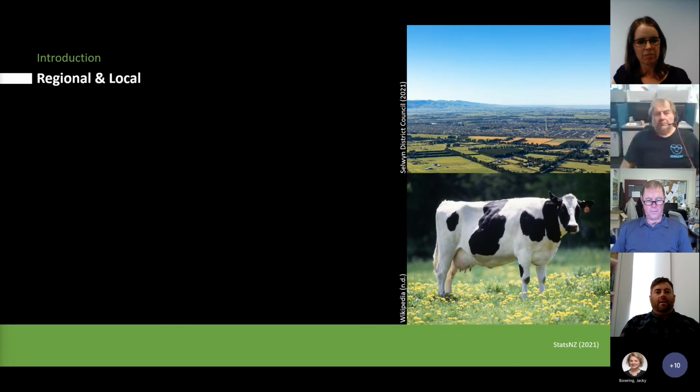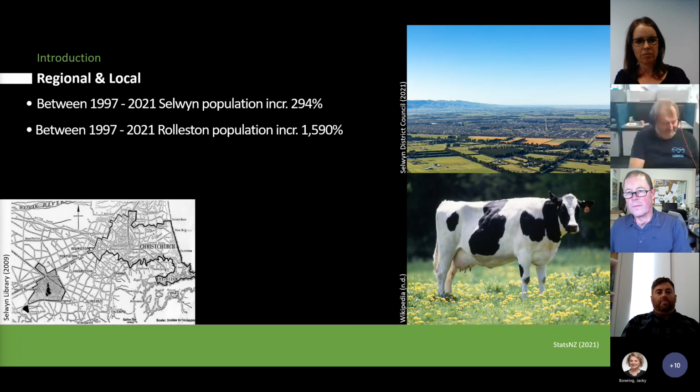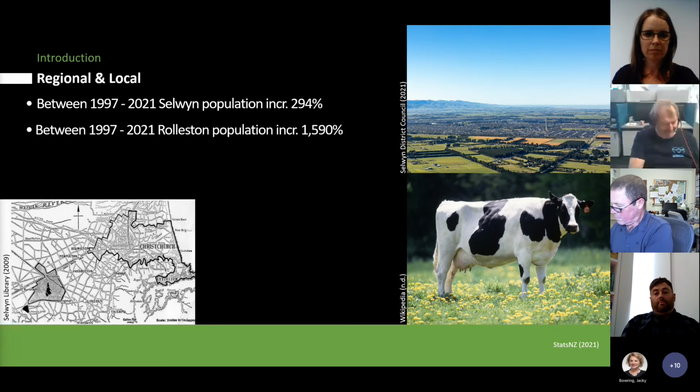So just a bit of a look at the local context. The case study site I'll be looking at will be Ashley Dean Dryland Farm. It's in the Selwyn district, south of Christchurch in New Zealand. Population, well, it's growing quite a lot. I'm not sure if you've been here in the last 20 years, but in 1997 it was around 26,000, and today it's nearly 74,000. And more specifically, Rolleston has grown from 1,700 to 1,800 to nearly 25,000 today. So that's quite a significant growth.